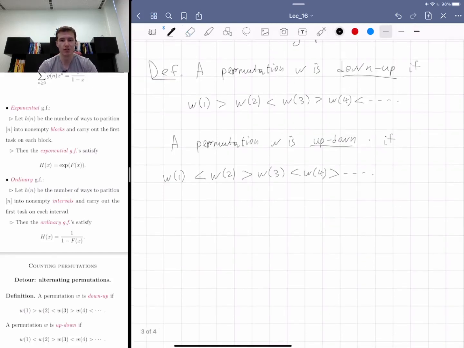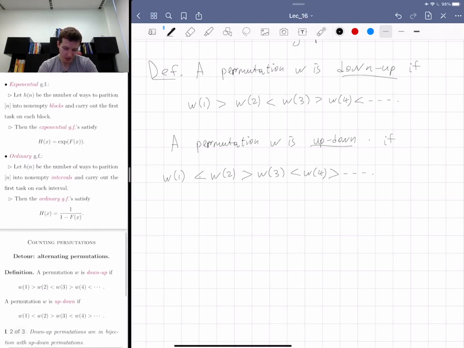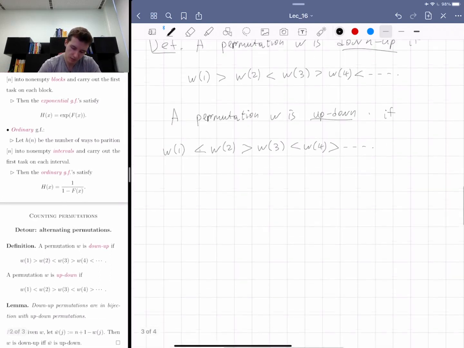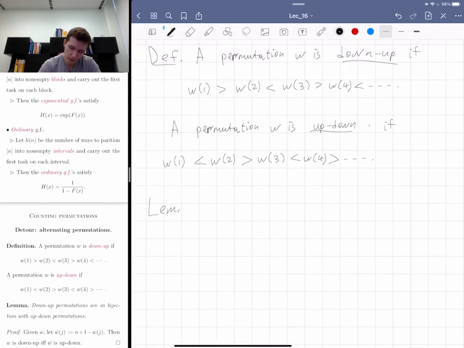So that's it. That sounds like a kind of childish, kindergarten definition, but if you want to count them, it's going to be tricky. But the first easy fact, a lemma, is that down-up and up-down permutations are in bijection.